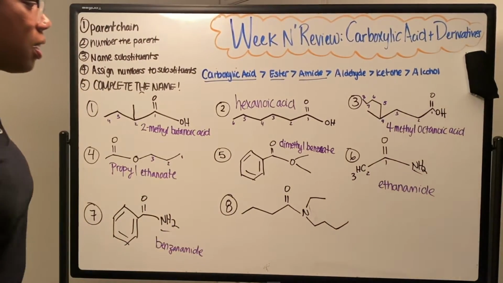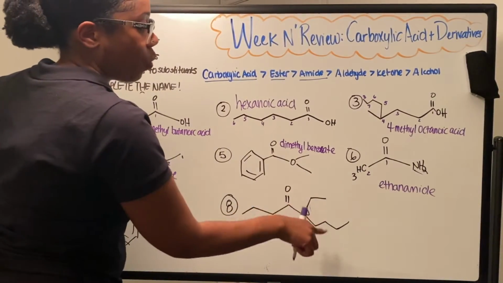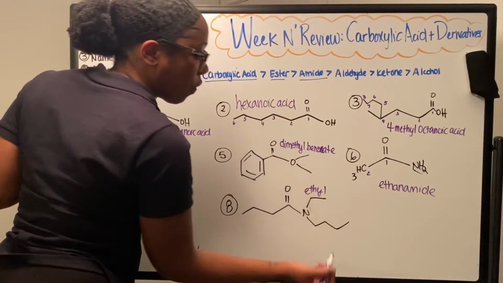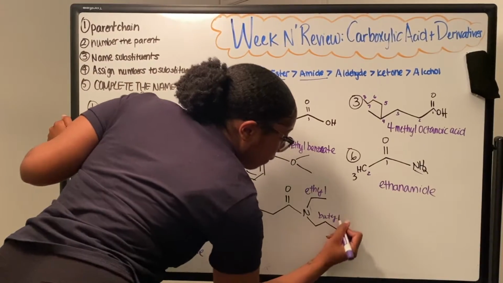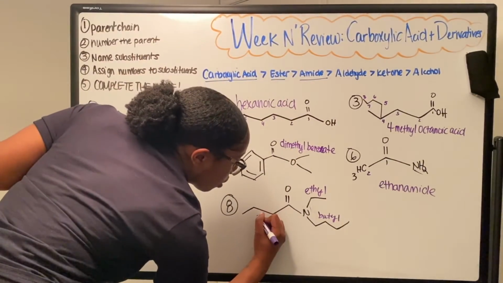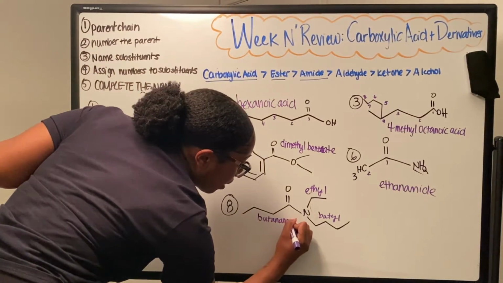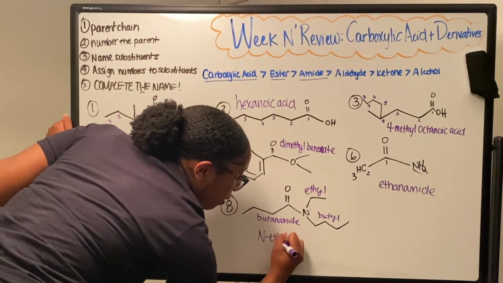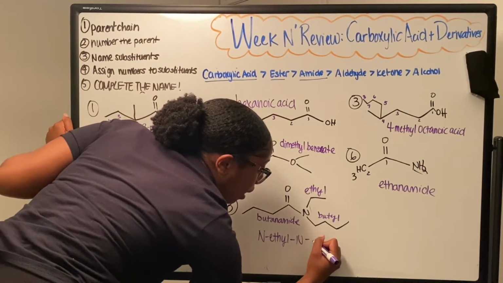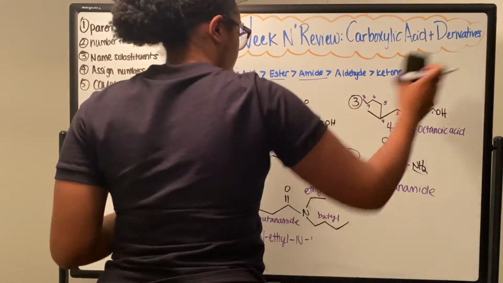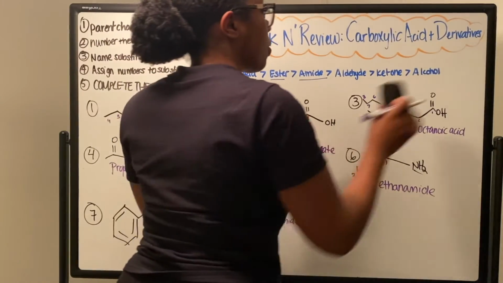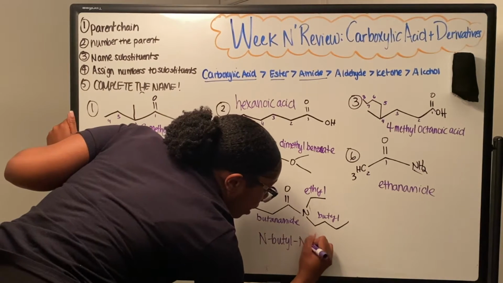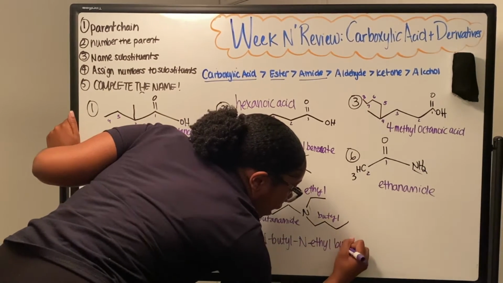All right, now our last one here, we're going to start off by naming what's attached to the N. So we do have an ethyl group here, and a 1, 2, 3, 4 butyl group here, and then here is a 1, 2, 3, 4. So that's butanamide. When we put it all together, we have to go in alphabetical order. So it's going to be N-ethyl, N-butyl. B comes before E. So it's going to be N-butyl-N-ethyl butanamide.